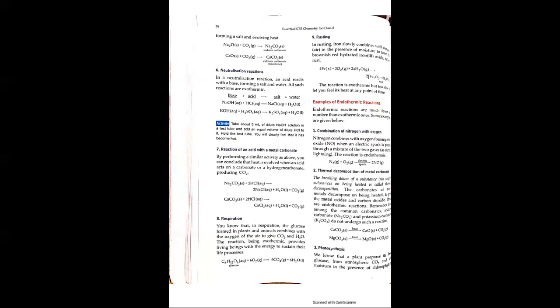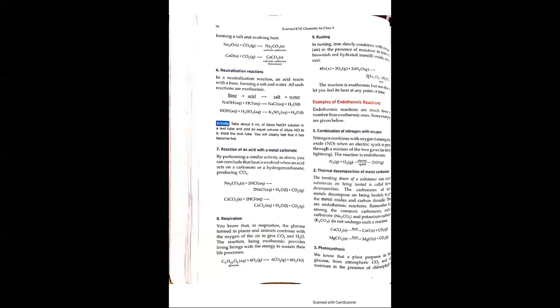There is an activity given over here. Take 5 ml of dilute NaOH solution in a test tube and add an equal amount of dilute HCl to it. Hold the test tube. You will clearly feel that it has become hot. So they are doing the same reaction which is written as the first reaction, practically. You take dilute NaOH and HCl, mix the two and hold that test tube in your hand. You will feel it is warm. The reason for it being warm is that it is an exothermic reaction.